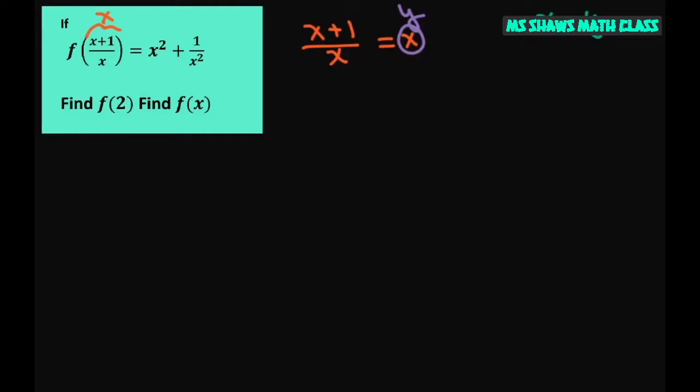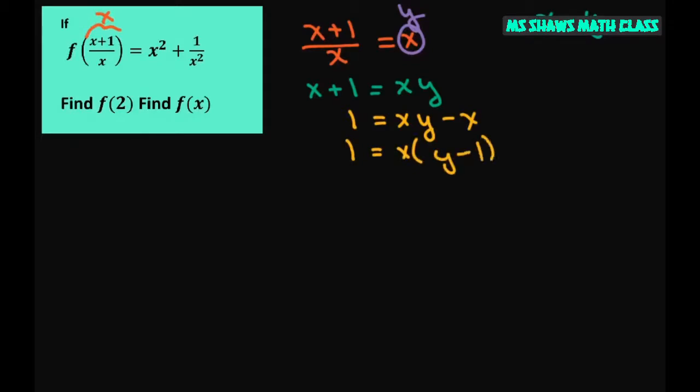Now cross multiply and you get x plus 1 equals xy. We're going to solve for x, so subtract the x, just like you did with the previous problem. So xy minus x. Factor out the x, get y minus 1. And then we're going to divide both sides by y minus 1. So 1/(y minus 1) equals x.